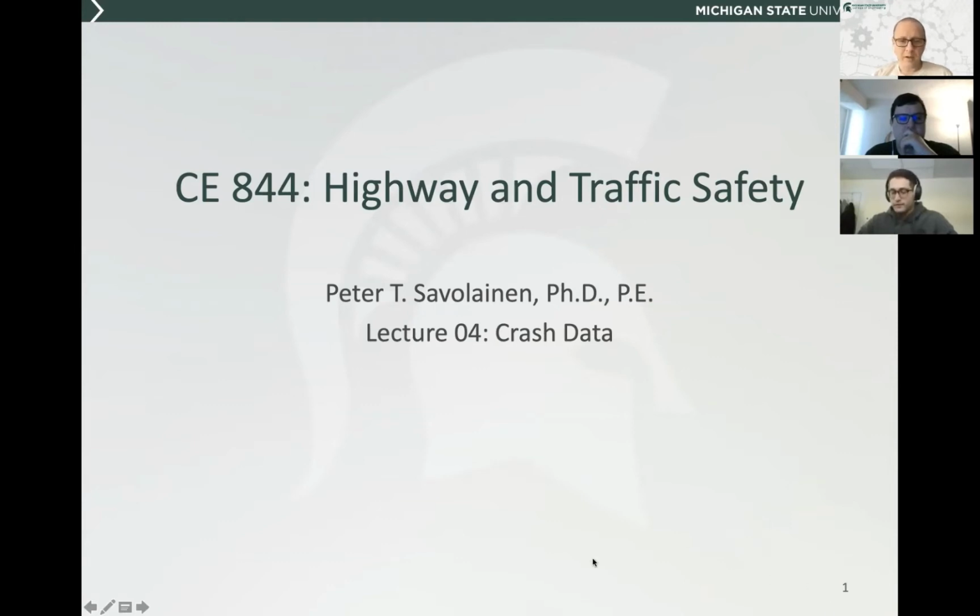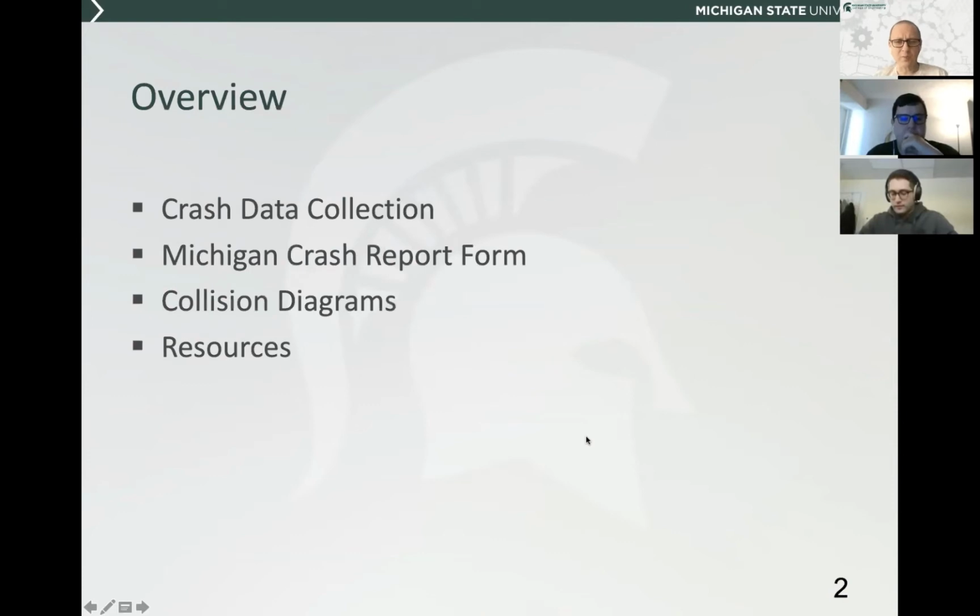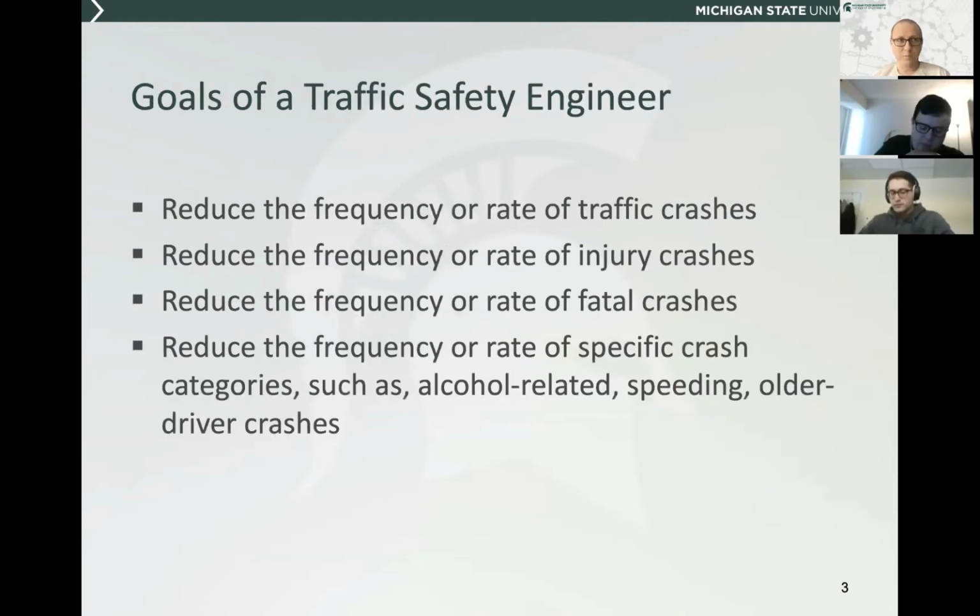But anyway, we'll talk a little bit about crash data collection and the crash report form. I'm sure you have some experience with collision diagrams from prior classes, and then some of the available resources we have to work with. From our perspective as engineers, there are several different ways that we would approach safety, whether from a reactive or a proactive standpoint.